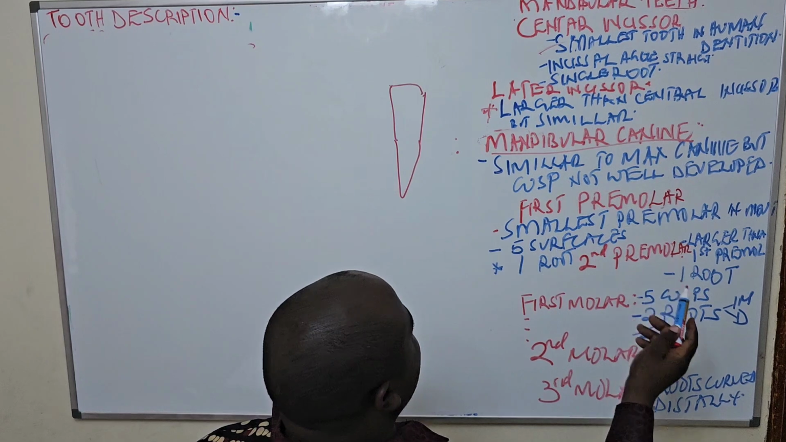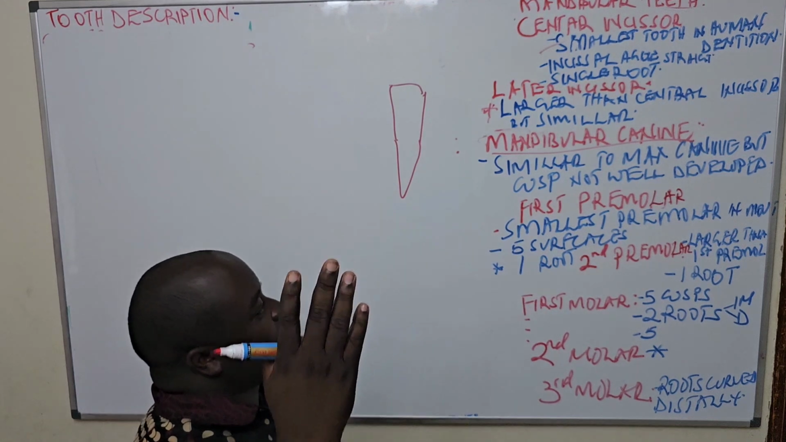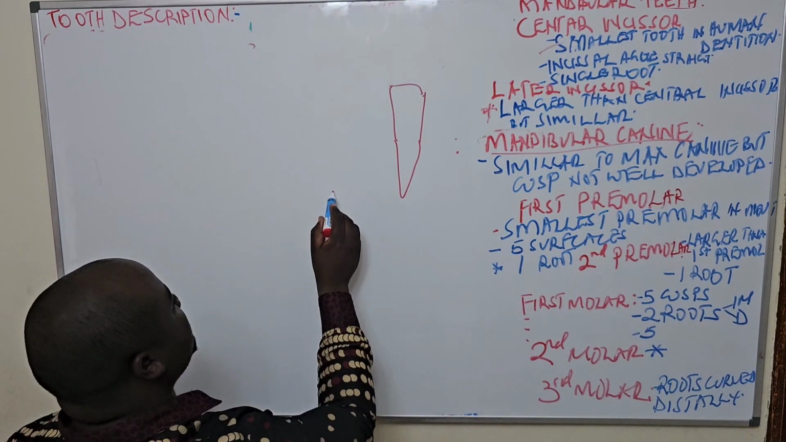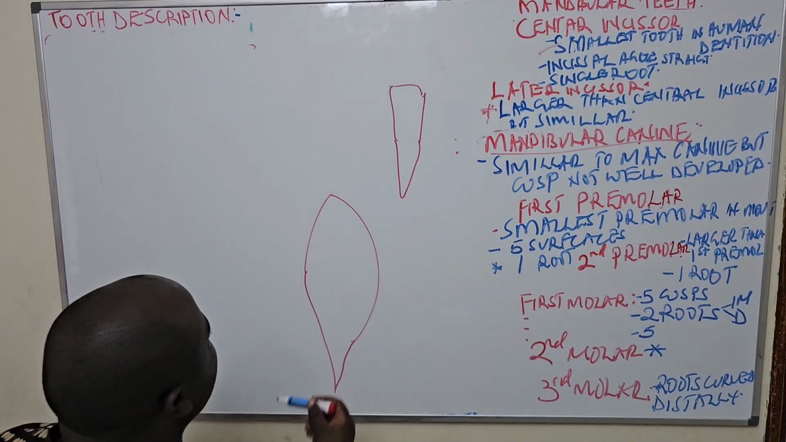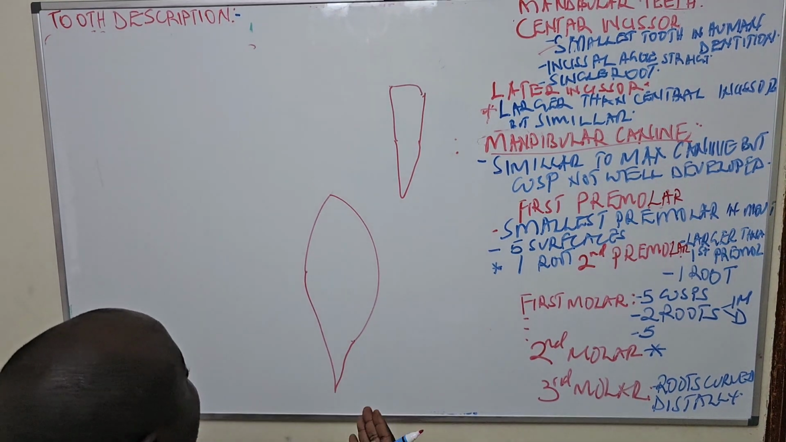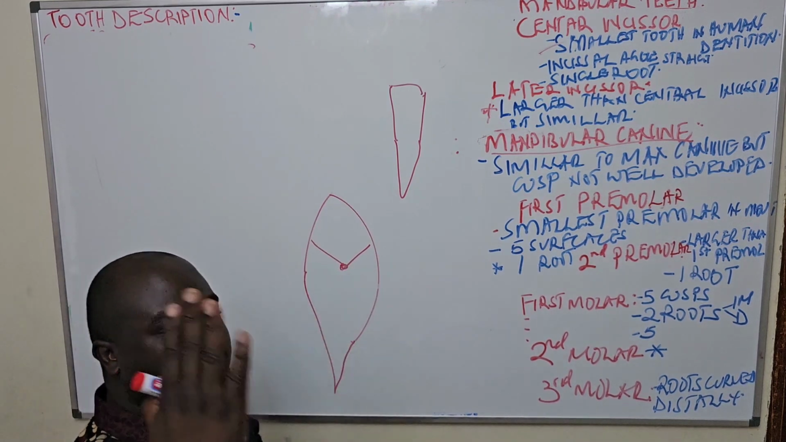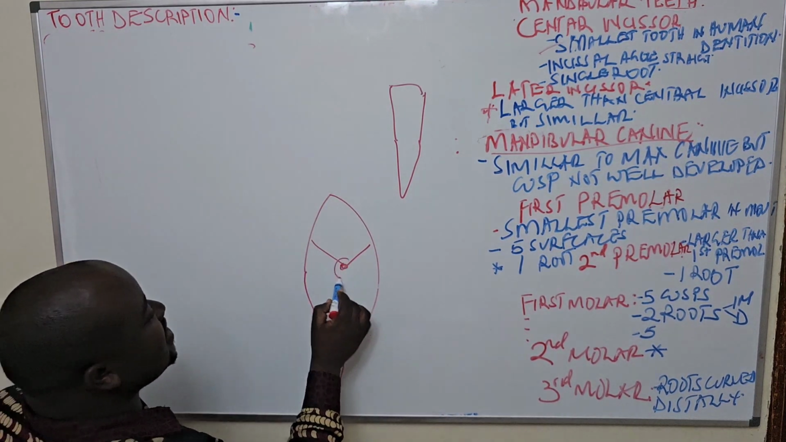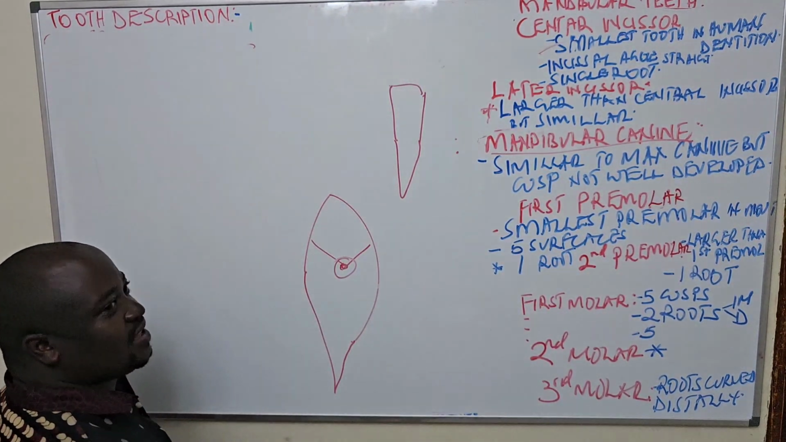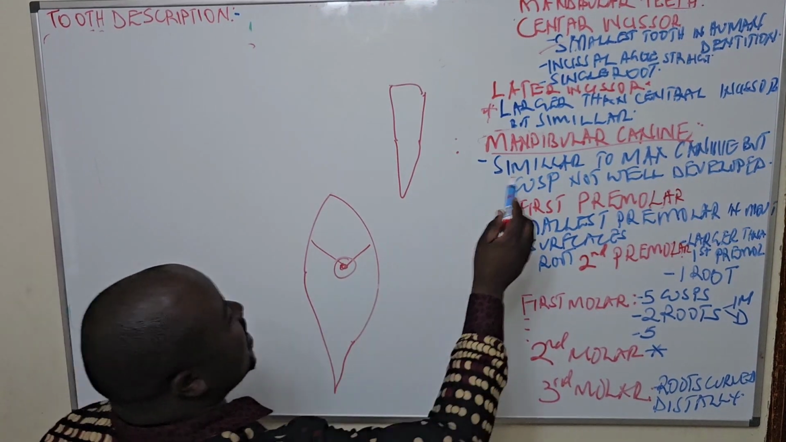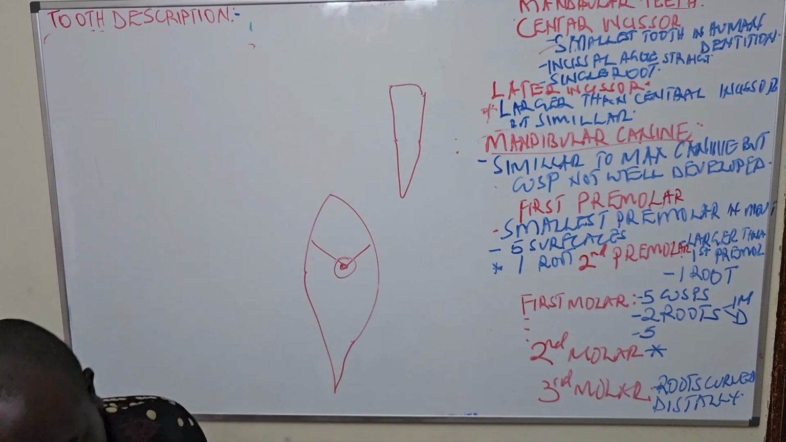The canine also is a cuspid. We shall find it similar to the maxillary canine, but the only challenge is what we talked about, the convexity at the cervical third of the lingual surface of either a canine or an incisor. The convexity for a lower canine is less developed than in the maxillary canine. For the mandibular canine, the convexity is not as well developed as in the maxillary canine. But they are similar.